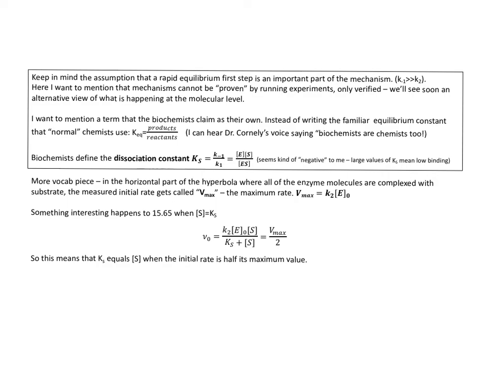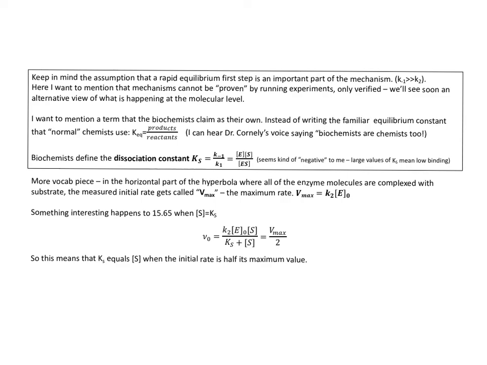Another vocabulary piece is that in the horizontal part of the hyperbola, when all the enzyme molecules are complexed, that rate is called Vmax, or the maximum rate. That's going to be equal to that part of the curve that's first order in the original enzyme concentration.